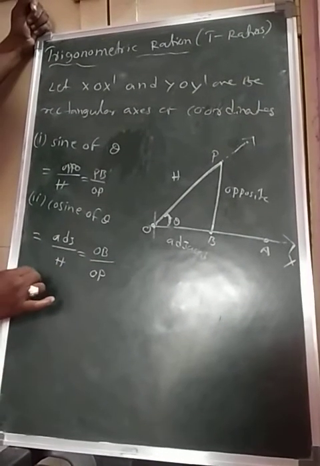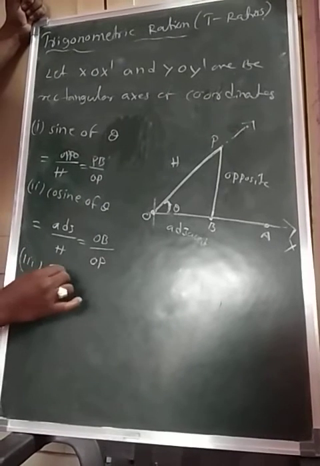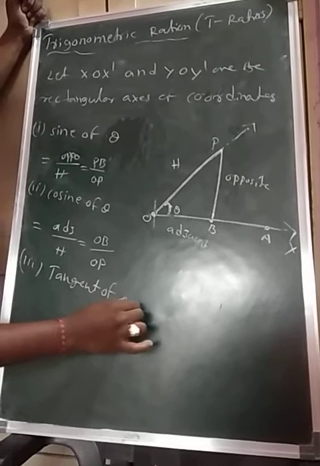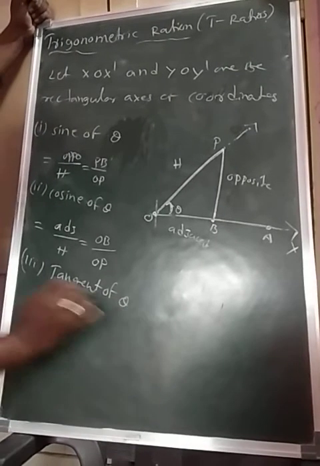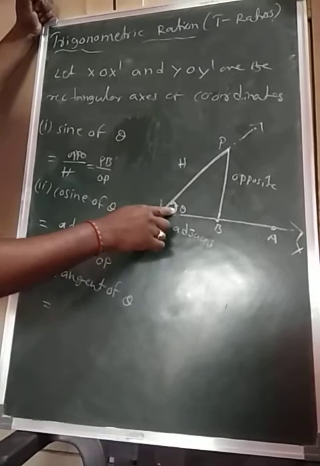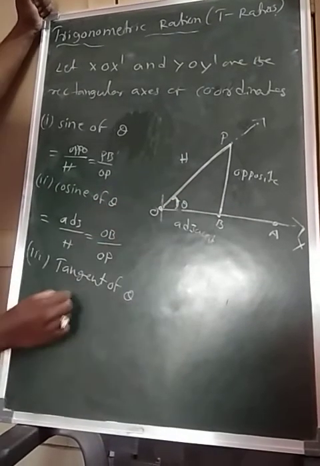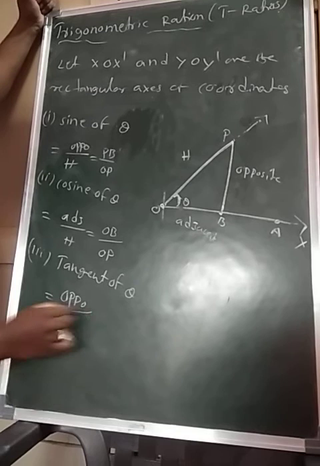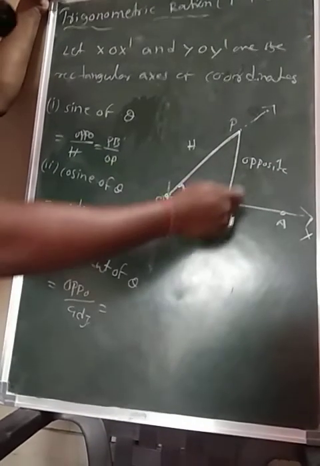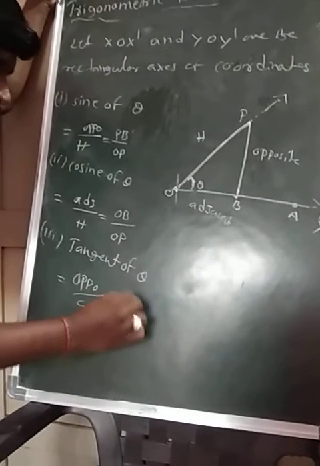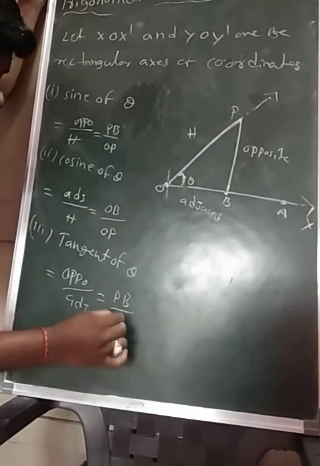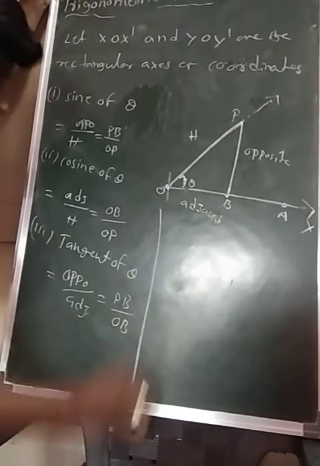Next, third one, tangent. Tangent of theta means that with respect to theta, the opposite side by adjacent side. So what does that mean? Opposite side of theta, PB, by adjacent side of theta, that is OB.